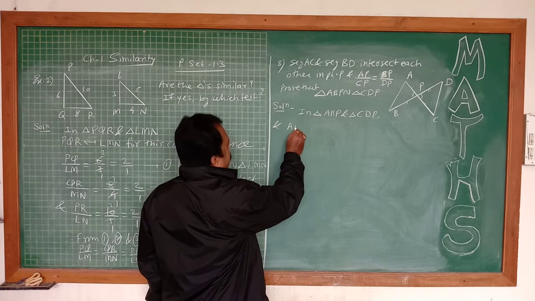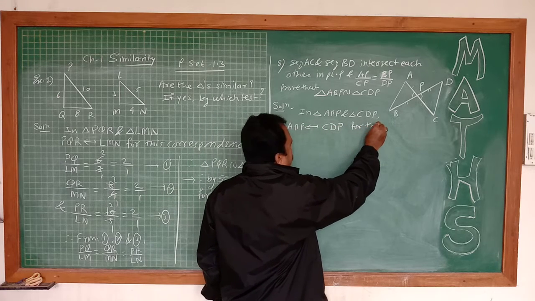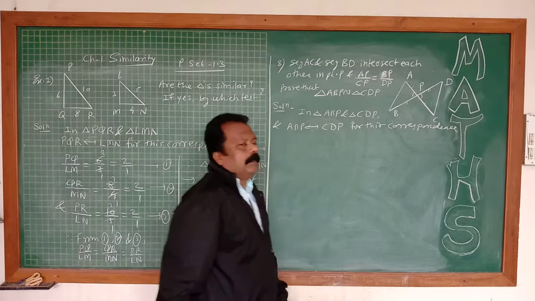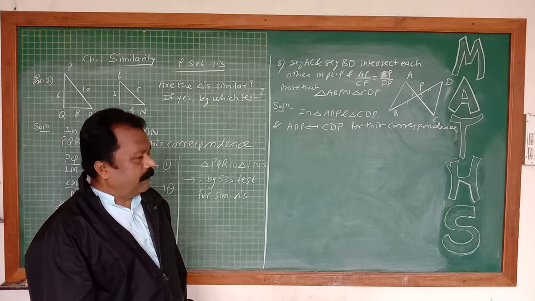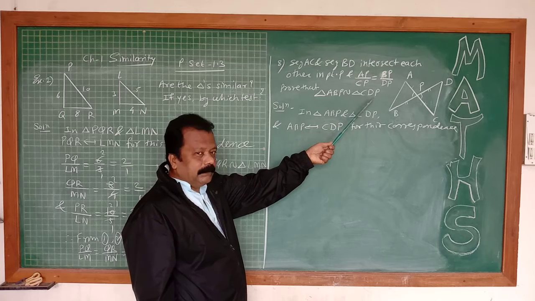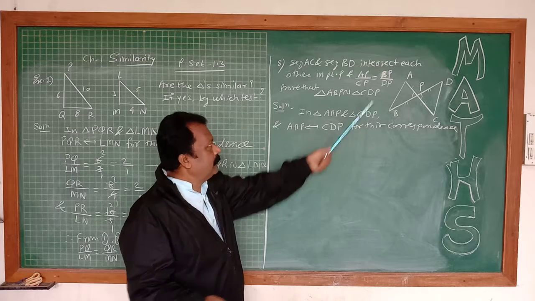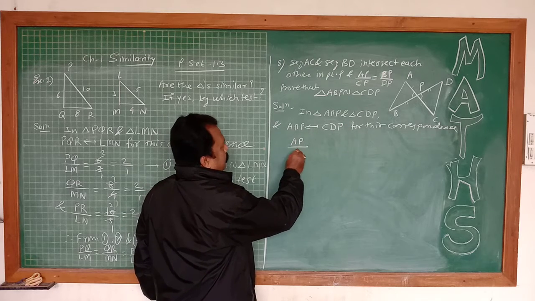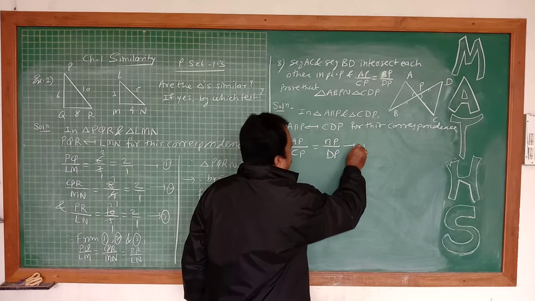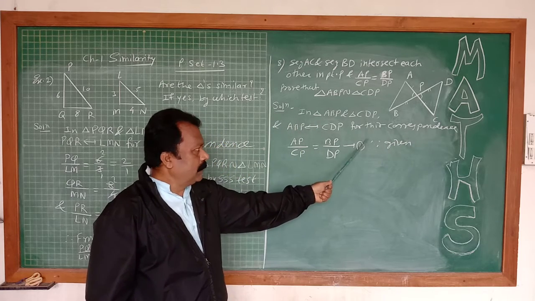And ABP corresponds to CDP for this correspondence. What is given, that only first we are writing. Corresponding pairs of two sides of the given two triangles are in the same proportion, given. Call this equation number 1. The reason is given. Since this reason.